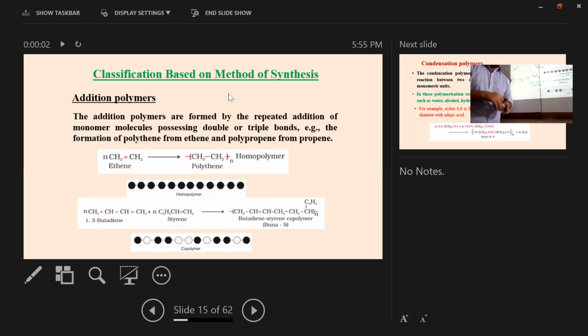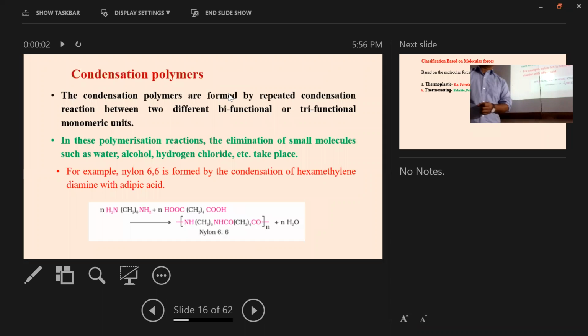So in the next slide, we will see that we can prepare the polymer in a process like condensation. So this is addition. So addition polymerization, you already understand that if the repeating units combine with each other, that means just by joining, then we can have the addition polymer. So next slide, condensation polymer.